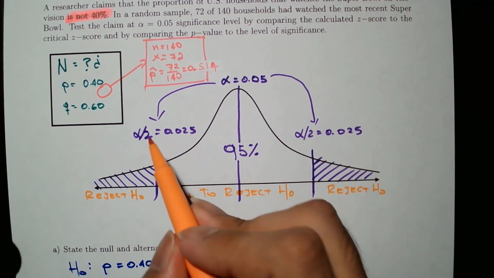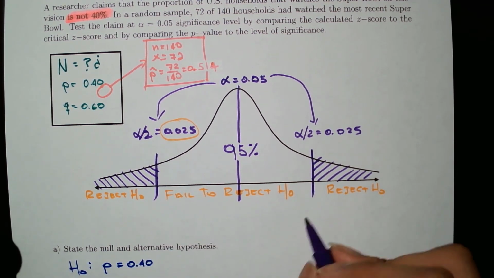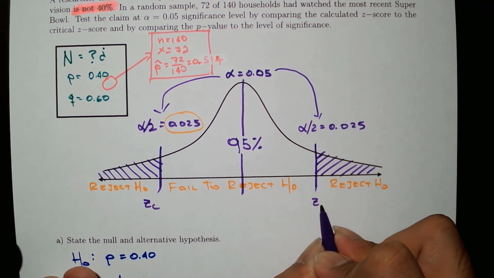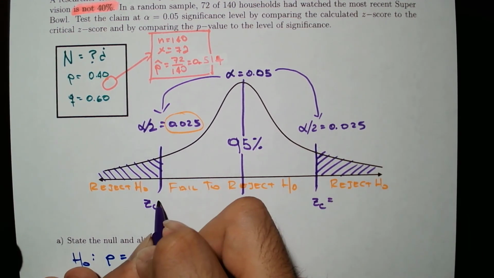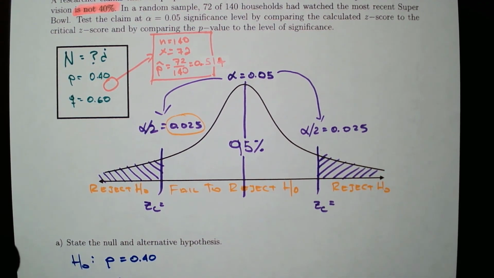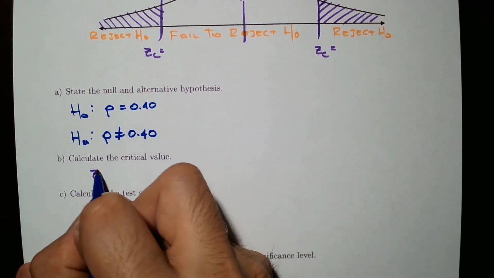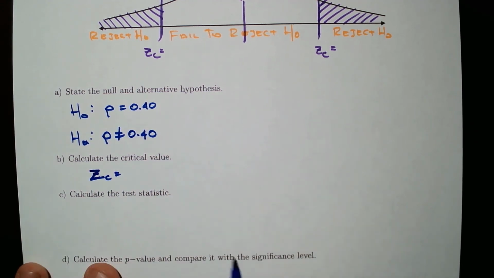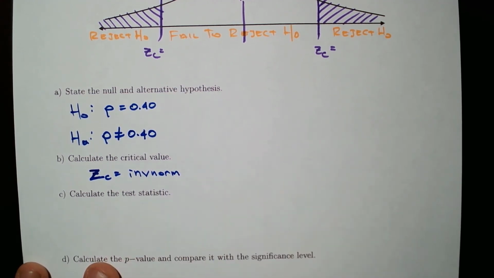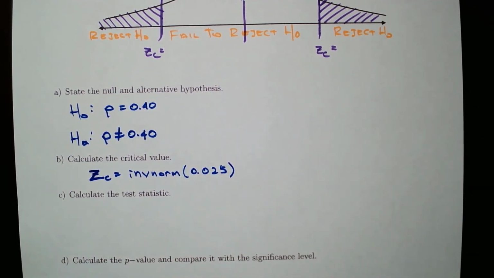How about that? So in this case, we're going to do inverse norm to find z critical. In this case, we're going to find two z criticals. One for the negative side, the other one for the positive side. How are we going to do that? Well, again, z critical, that's inverse norm of 0.025.